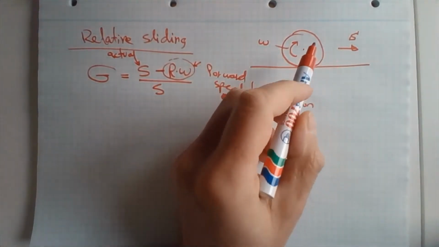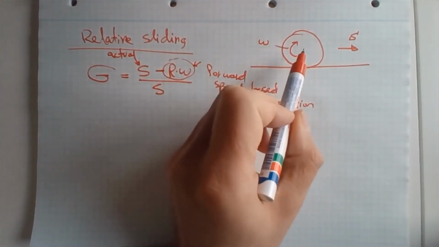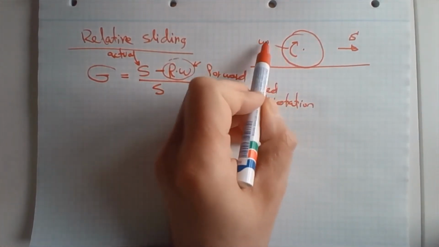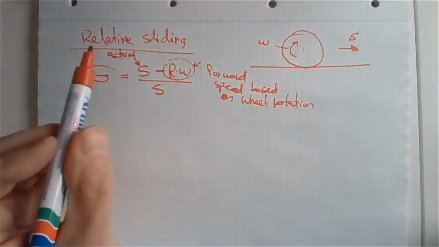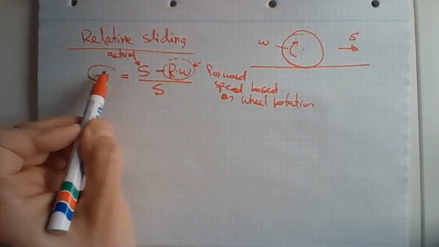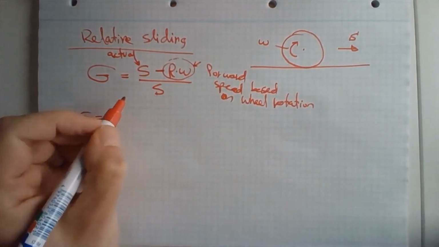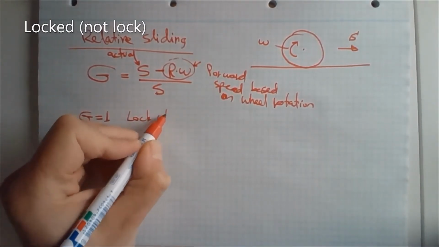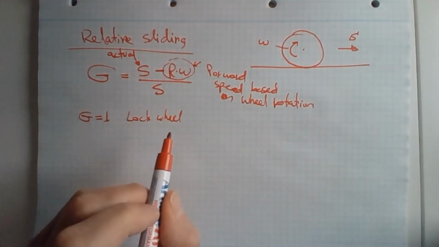So let's see. If, for example, we are traveling fast with our vehicle and then we hit the brakes and we lock the wheel, at that point the rotation stops, omega is 0, but we still have the forward speed of the vehicle, at least initially. So in this case, the actual speed S minus 0 divided by the actual speed gives us a relative sliding of 1. So a relative sliding of 1, where G equals 1, represents the case of a locked wheel. This is the case where we skid with the locked wheel.